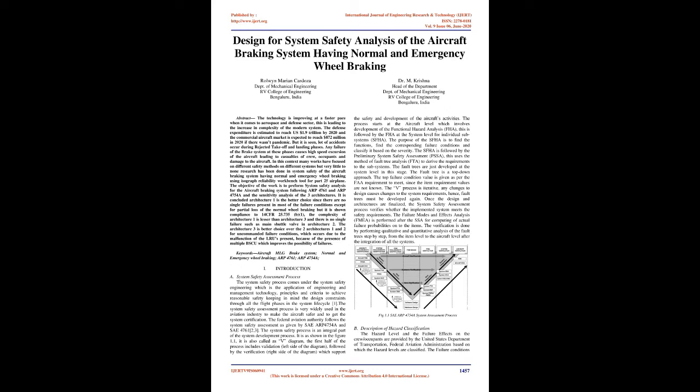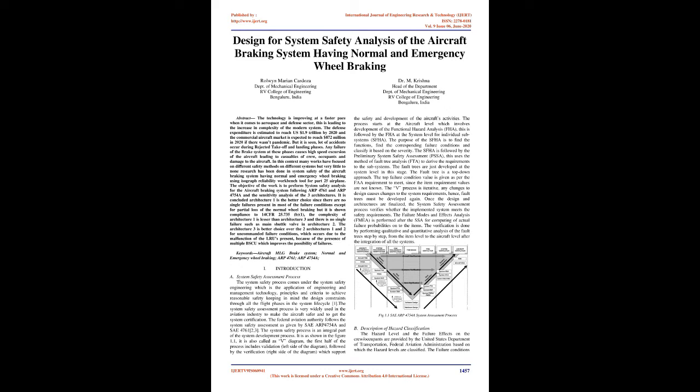The objective of the work is to perform system safety analysis for the aircraft braking system following ARP 4761 and ARP 4754A, and the sensitivity analysis of the three architectures. It is concluded Architecture 1 is the better choice since there are no single failures present in most of the failure conditions, except for partial loss of the normal wheel braking, but it is shown compliance to 14 CFR 25.735(b)(1). The complexity of Architecture 1 is lesser than Architecture 3, and there is no single failure such as main shuttle valve in Architecture 2.